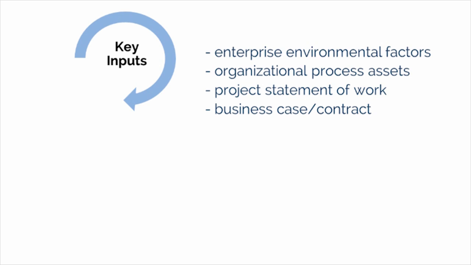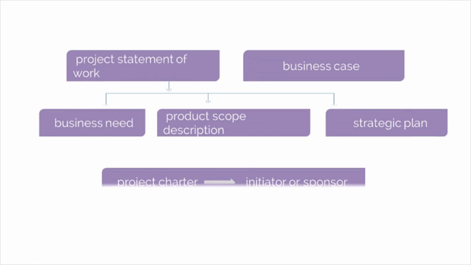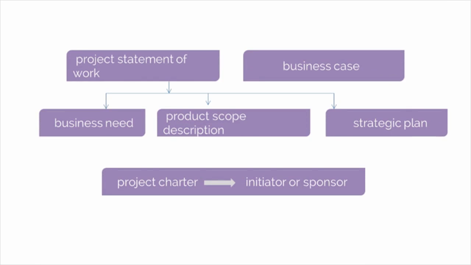Another key input to the project charter is the project statement of work, which is a narrative description of products or services that the project will deliver. This statement includes 1, the business need, in other words, why is the project needed? 2, the product scope description, in other words, what should the project do? And 3, the strategic plan, in other words, how does the project support the long-term goals of the organization?